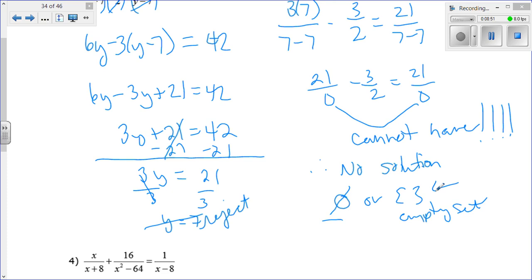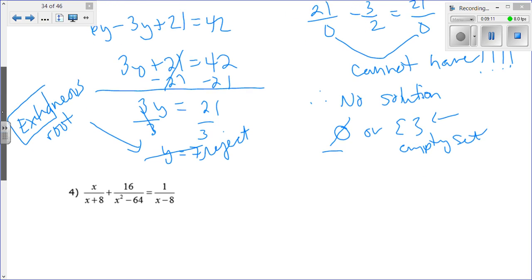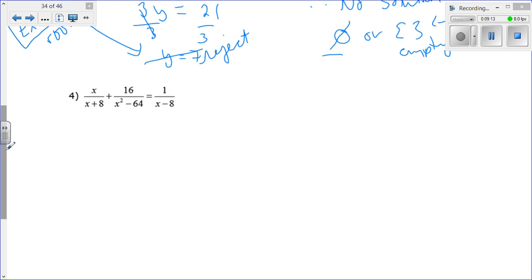And remember, what we called that yesterday was an extraneous root. And I told you how to remember the word extraneous, what it meant, because the word extra is in it. So extra is extraneous. All right, moving along.